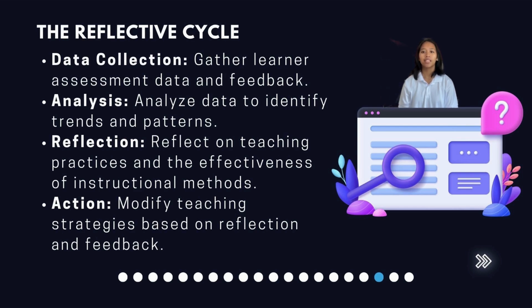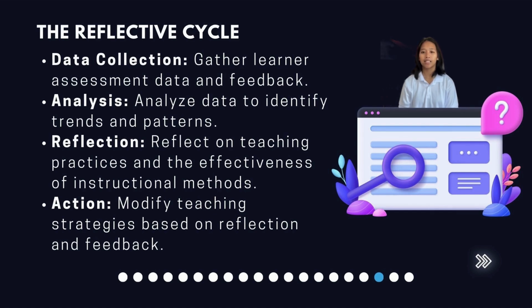The methods can involve collecting various forms of data, such as formal assessment, which includes tests, quizzes, and exams. Informal assessment includes observations, class discussions, and exit slips. Student self-assessment includes journals, reflections, and peer reviews. Feedback from students and colleagues includes surveys, interviews, and informal conversations.